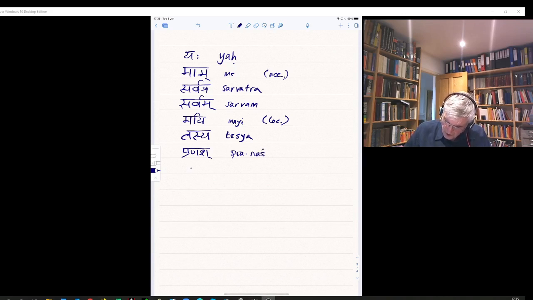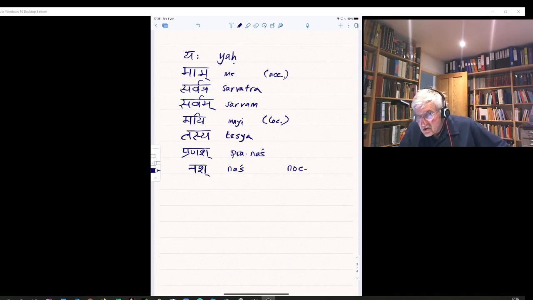Note that the root nash on its own means to perish, to be destroyed. It's the one that's cognate with the Latin root noc, meaning to harm, as in noxious, harmful. Innocent, somebody who has not caused harm, has not done wrong, is innocent. Something's innocuous, it's harmless. That's from that same root nash.